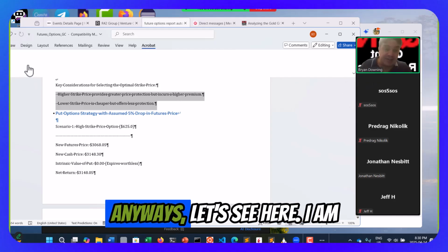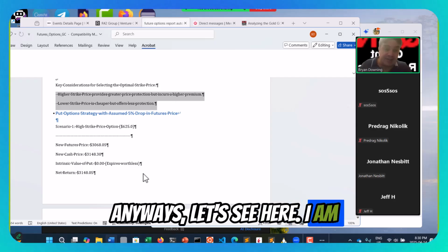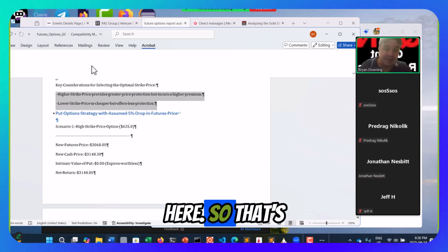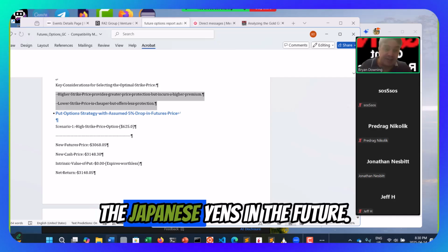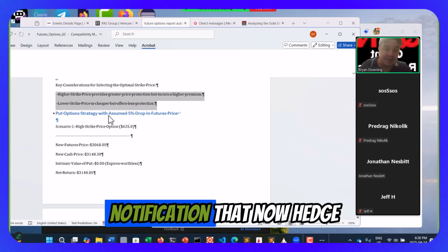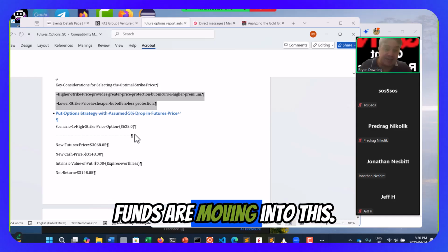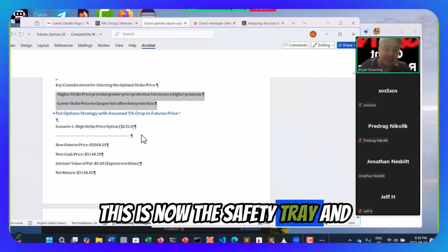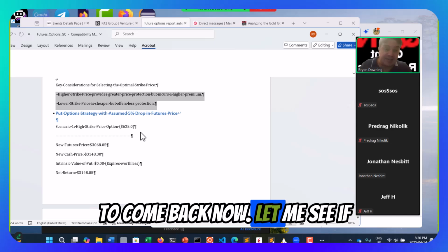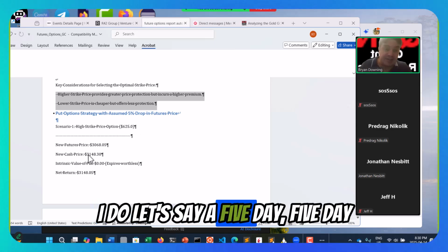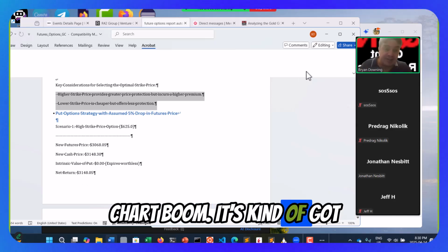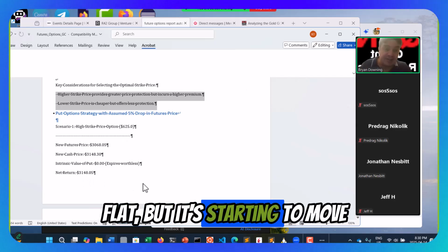Okay, anyways, let's see here. I'm going to look for 6J right here. So that's the Japanese yen in the futures. I got a notification that hedge funds are now moving into this. This is now the safety trade, the carry trade. This is starting to come back now. Let me do a 5-day chart. Boom. It's kind of gone flat, but it's starting to move up.